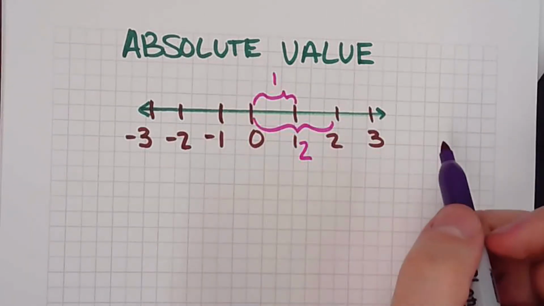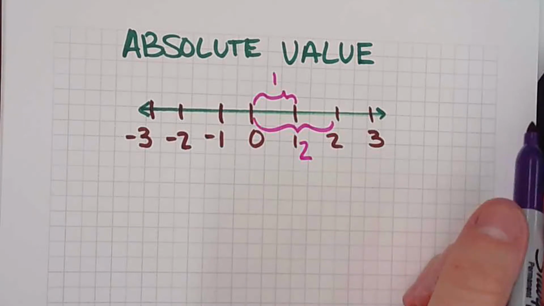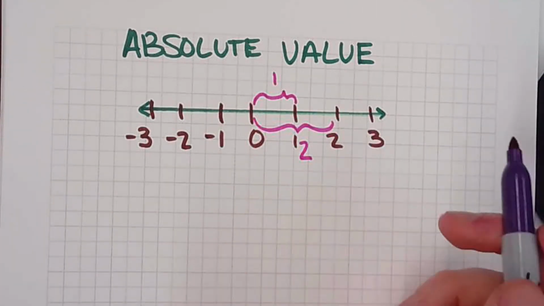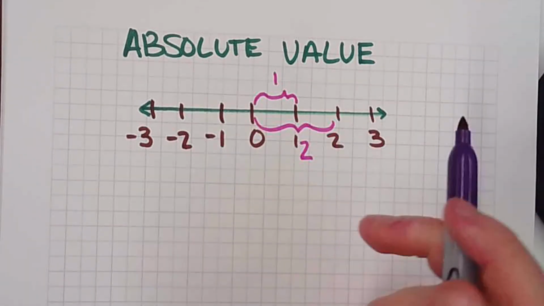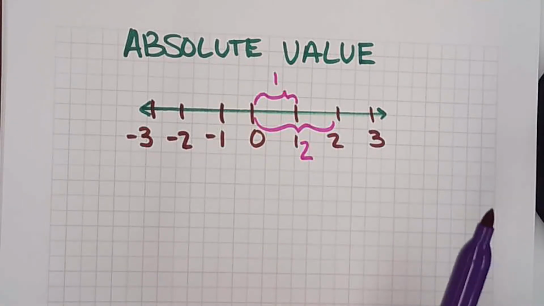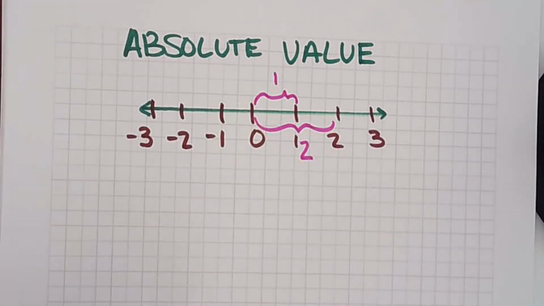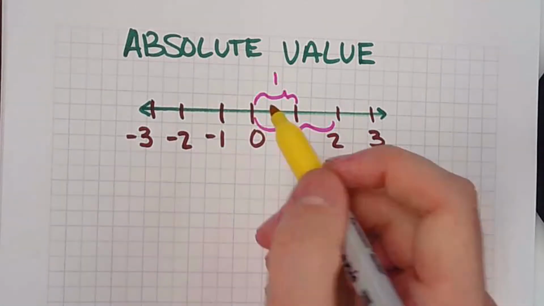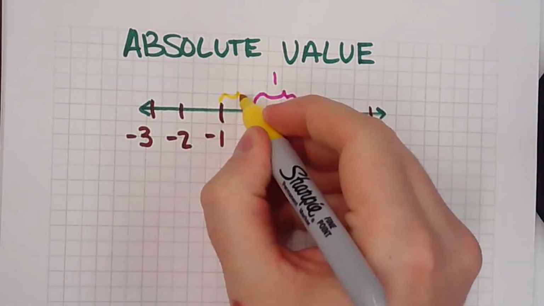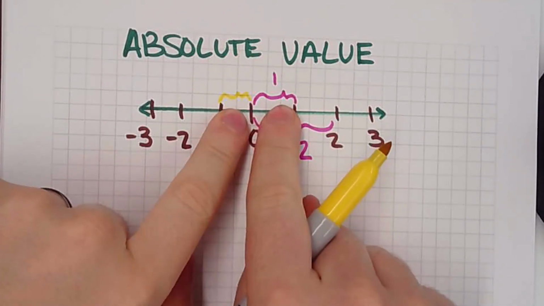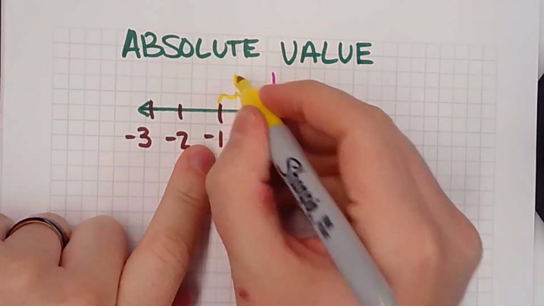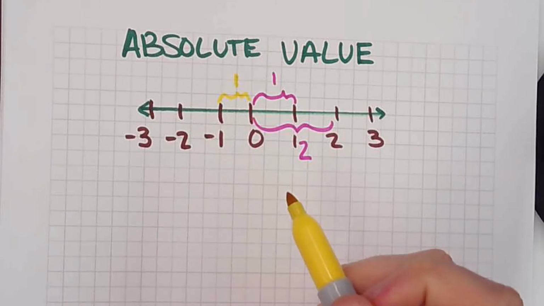So positive numbers' absolute value are just what they are, right? The absolute value of 3 would also be 3. The absolute value of 1,000,000 would be 1,000,000, because it's 1,000,000 units away from 0. Where the only thing that changes is when we're talking about negative numbers. So if I have -1, you'll notice that it has the same absolute value as regular 1. It's still just 1 unit away. So the absolute value of -1 is positive 1.